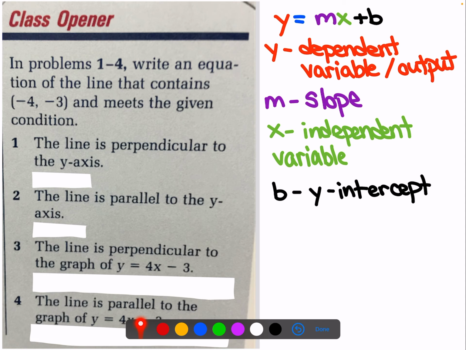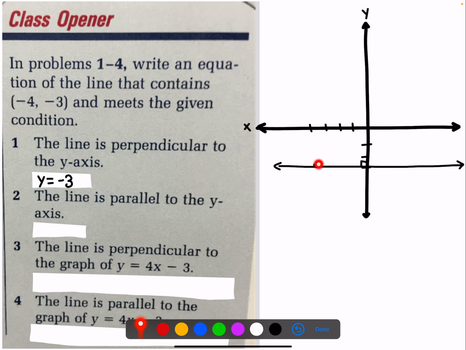With this problem, we want to find the line that is perpendicular to the y-axis. The first thing I'm going to do is draw my axes and draw the point -4, -3 on those axes. Here's -4, -3. Now, we want a line that is perpendicular to the y-axis. The y-axis is our vertical line, so our line that's perpendicular needs to be horizontal.